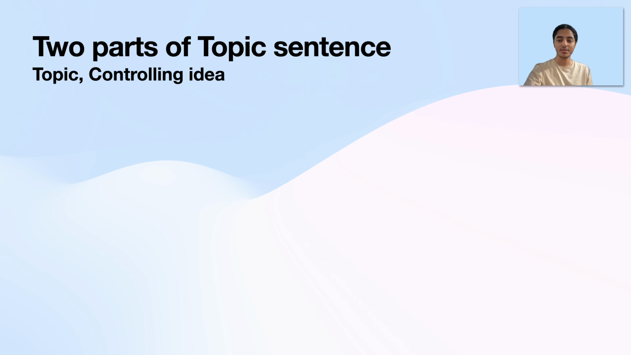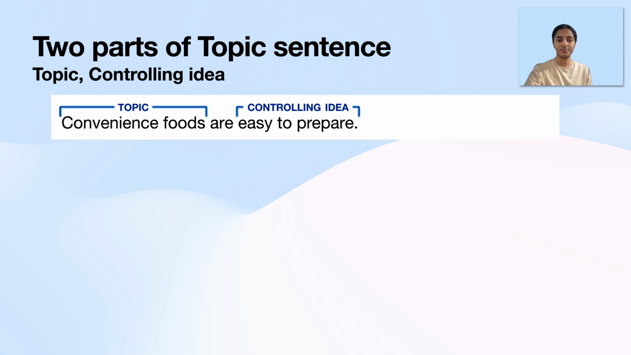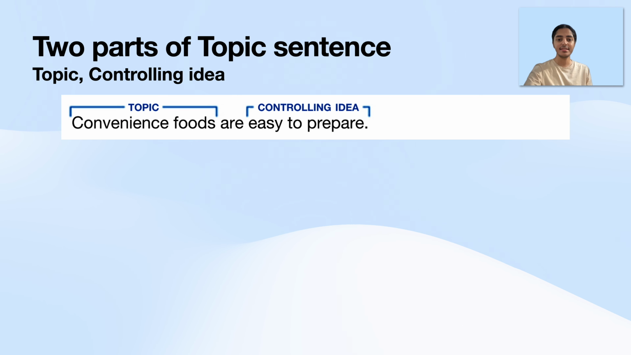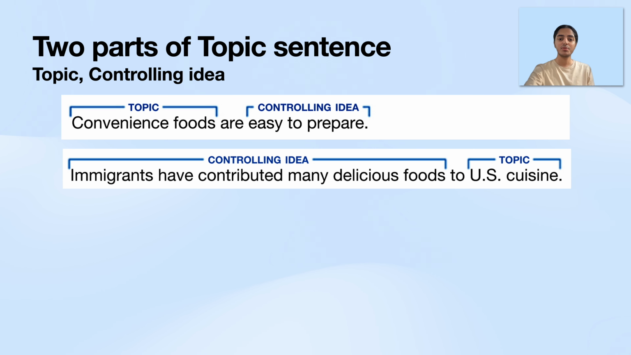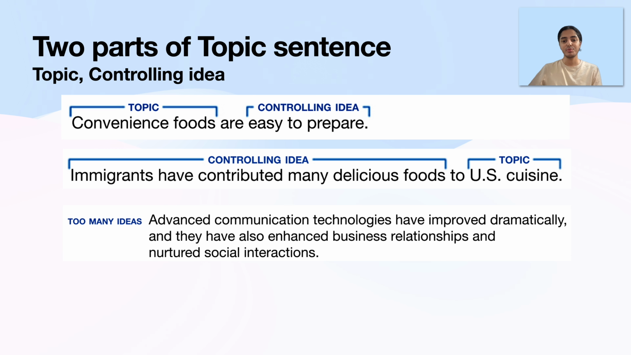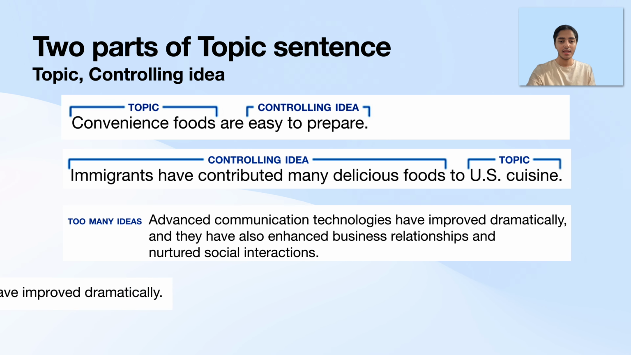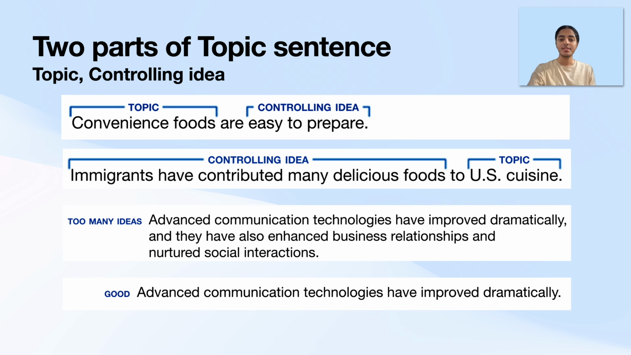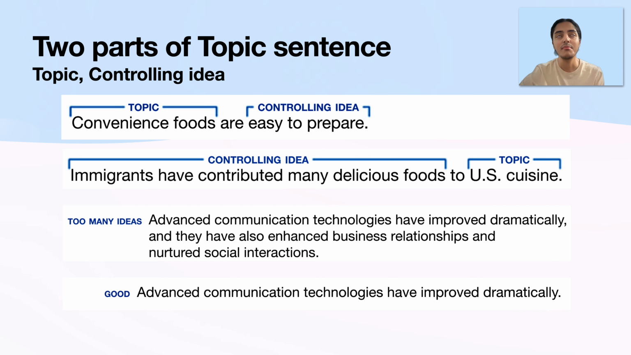Two parts of a topic sentence, as we discussed, the topic and the controlling idea. Look here. Convenience food are easy to prepare. Immigrants have contributed many delicious food to United States cuisine. United States cuisine is the topic, and the contributions of immigrants is the controlling idea. Advanced communication technologies have improved dramatically, and they have also enhanced business relationships and nurtured social interactions. Too many ideas as stated. Not good. Advanced communication technologies have improved dramatically. That's good. Then you can go and explore. Sometimes less is better.